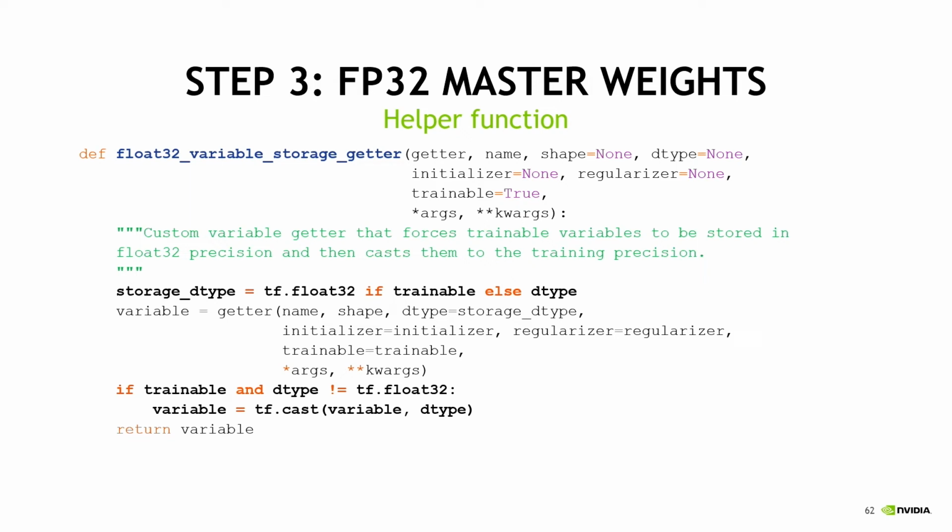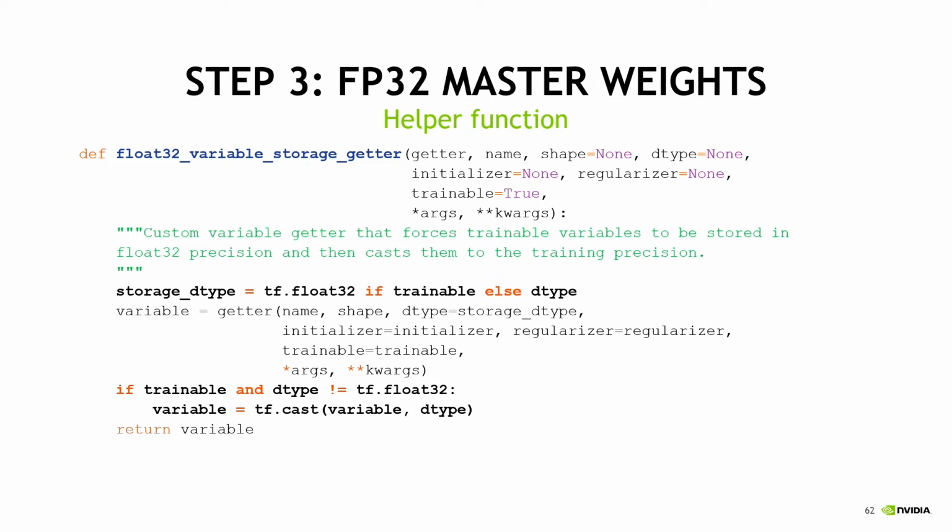So the normal behavior would be that this function would get passed the d-type in here, and it would create the variable of that d-type and just return that variable. Instead, we're going to slightly modify it, and I've highlighted the relevant parts here. So we're going to say that the storage data type is float 32 if this is a trainable variable, and otherwise we'll just keep it what it was. So we're only applying this to trainable variables. Non-trainable variables like the global step, we don't want to mess with those. We'll just leave those alone. But for trainable ones, we're effectively going to force the storage type to be float 32 no matter what.